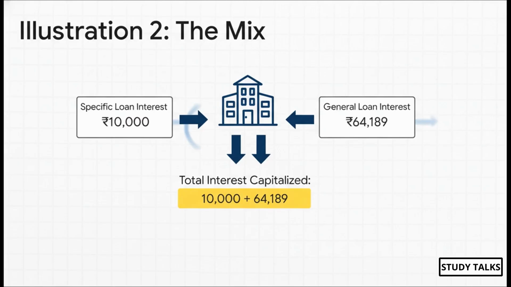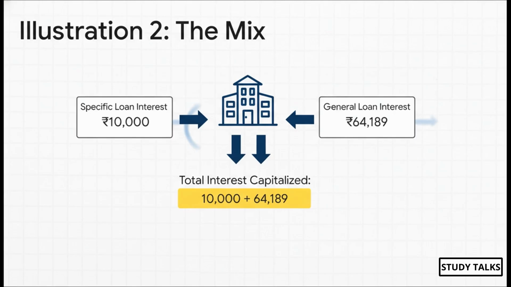Let's break it down. The weighted average expenditure on the asset for the period is 6,225,000 rupees. We know that 1 lakh of this was funded by our specific 10% loan, so that's easy. We capitalize the full 10,000 rupees of interest from that loan. That leaves the rest of the expenditure, 5,225,000 rupees, which must have come from our general pool of funds. To figure out the interest on this part, we first calculate our capitalization rate. The weighted average rate of all our general loans comes out to be 12.285%. So we apply this rate to the expenditure, 5,225,000 rupees times 12.285% gives us 64,189.